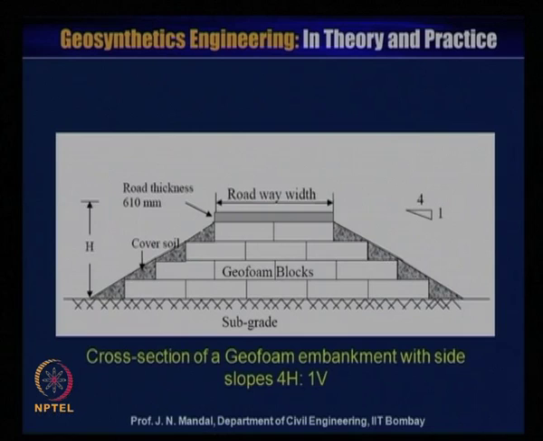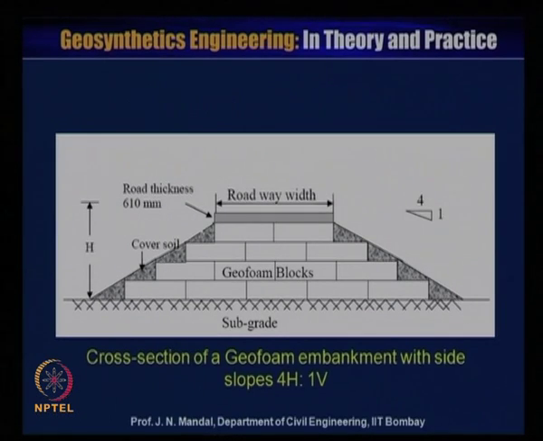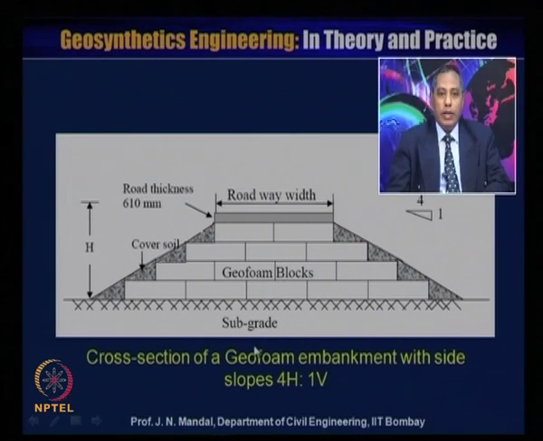So, here is one construction of a geofoam embankment with a slight slope, 4 horizontal to 1 vertical. You can see this is the geofoam block and this is the subgrade, this is the roadway width. So, this pavement thickness, let us say about 610 millimeter, and this is the geofoam block, and this portion is to be filled with the soil, which is called the cover soil, and the height of the embankment is h.